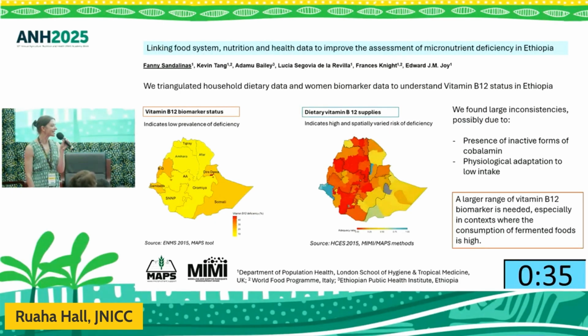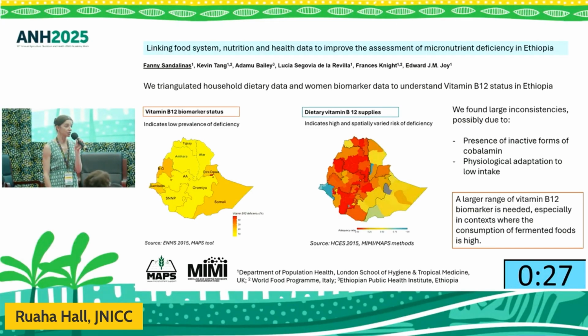So what's happening? We think that the issue, which we also see in other countries, in India, in Nigeria, comes from the consumption of fermented food, because during fermentation, an inactive form of B12 is created, and this inactive form can be picked up during the biomarker assay. So people appear to be non-deficient in vitamin B12, where actually they are deficient, and it might be a contributor to anemia. So in countries where there's a high consumption of fermented food, we should use a new biomarker that only measures the active forms.